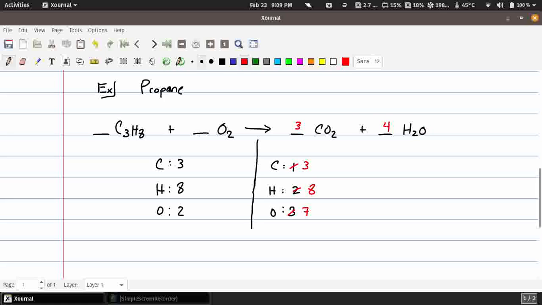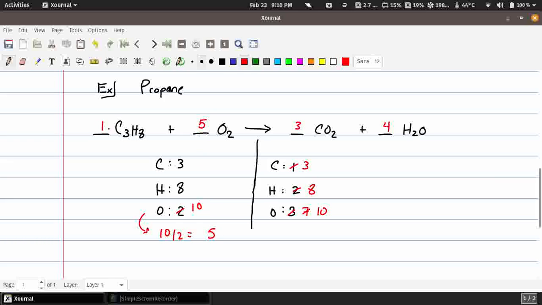Let's count the oxygens again. 6 plus 4 is 10. 10 is divisible by 2, so we'll be able to balance the oxygens on the reactant side. So let's do this. 10 divided by 2 equals 5. So that means we're going to put a 5 here, and then now we have 10. So the reaction is balanced.